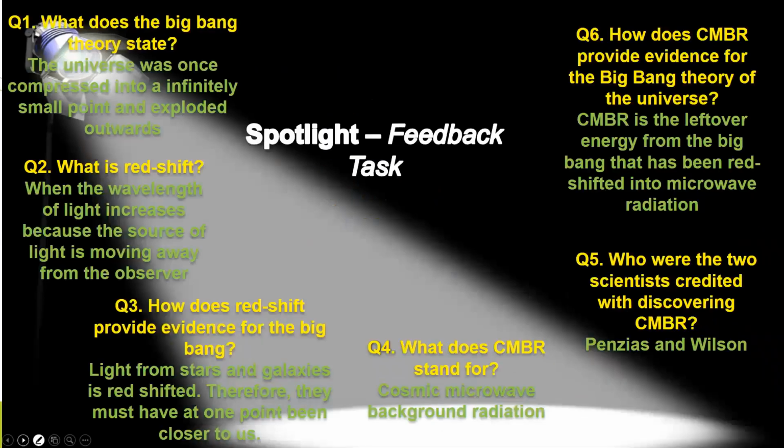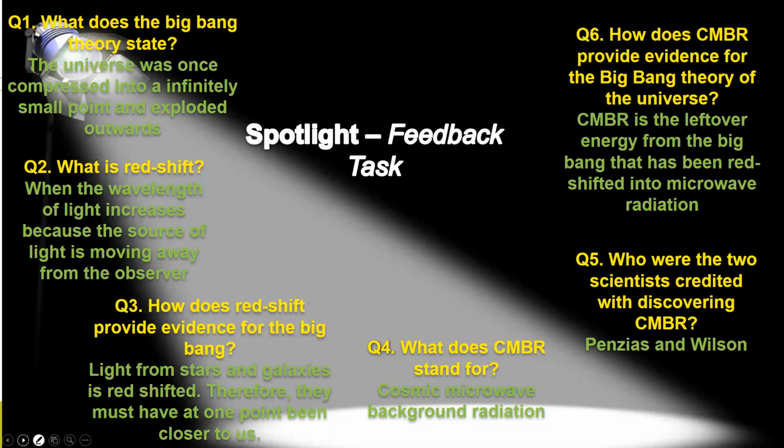So some of the questions, just in case you didn't know what they were: what does the Big Bang Theory state? Okay, that the universe was once compressed into an infinitely small point and exploded outwards. Okay, and this happened in microseconds. The first microsecond was obviously the heat. From the heat came the gases. From the gases formed the substances. From the substances formed, I guess, the energy.